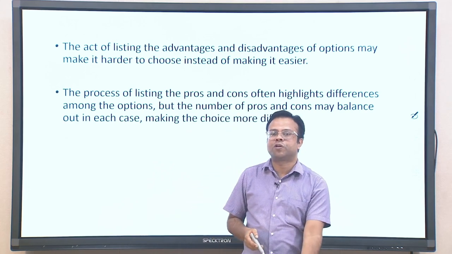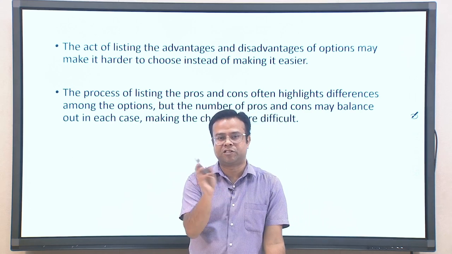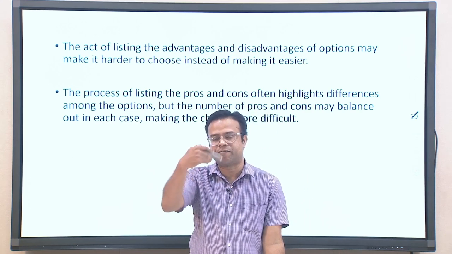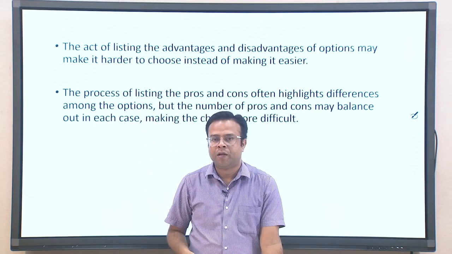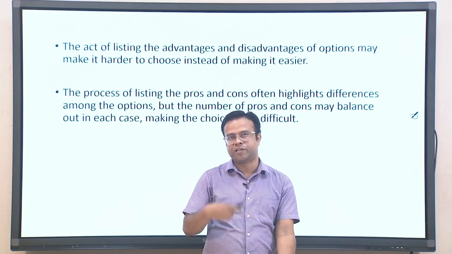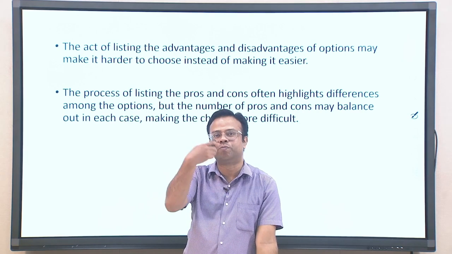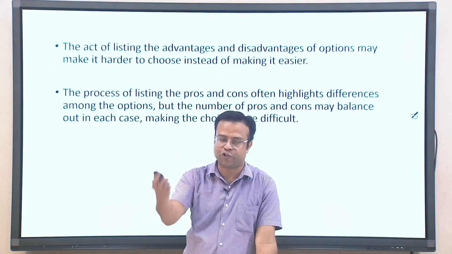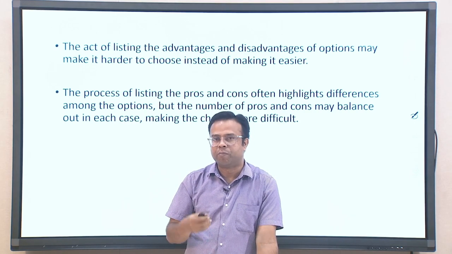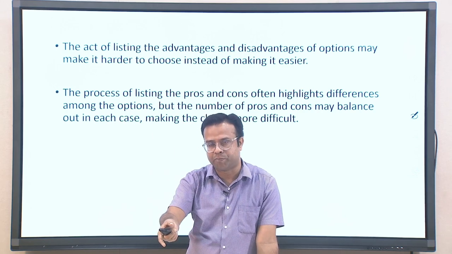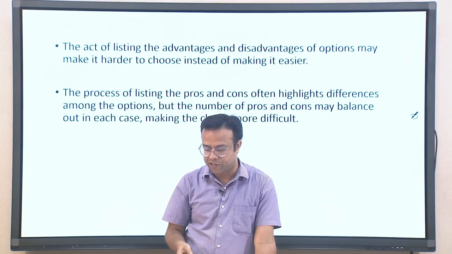The process of listing the pros and cons often highlights differences among the options, but the number of pros and cons may balance each other out. So, you may have 5 pros, 5 cons, and then you still end up not knowing, because both aspects are equal. So, such things may make choice more difficult. Now, nowhere is it said that one should not do pros and cons analysis in different situations of life, but it is only said that especially when preferences and values are involved, intuition probably helps us make decisions in a much better way as compared to only focusing on logical analysis and rational thoughts.